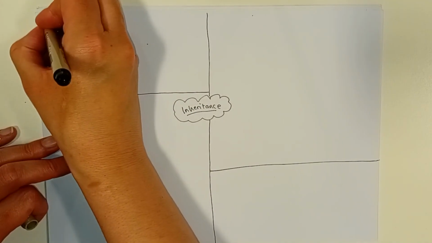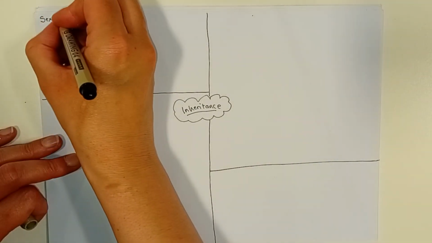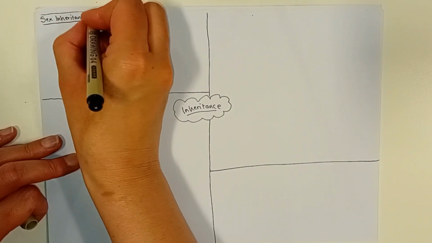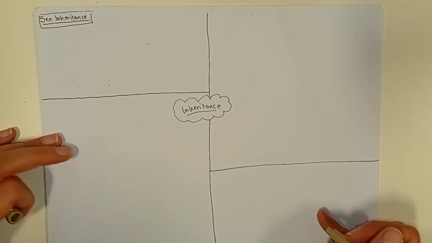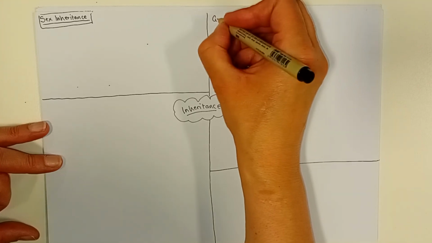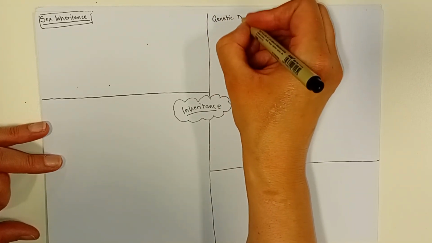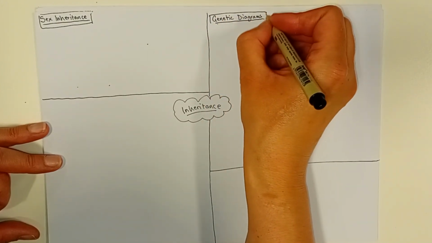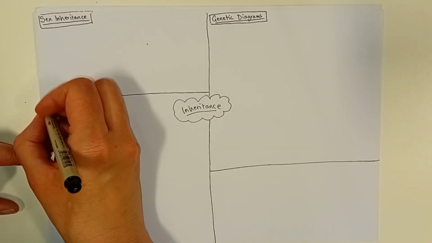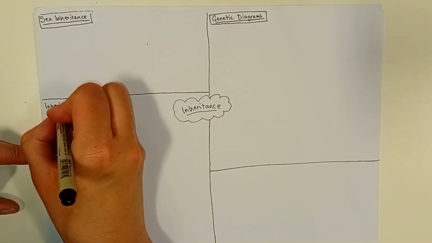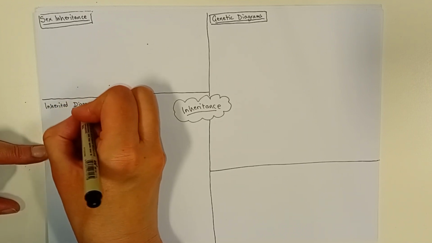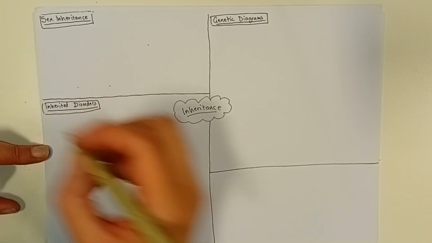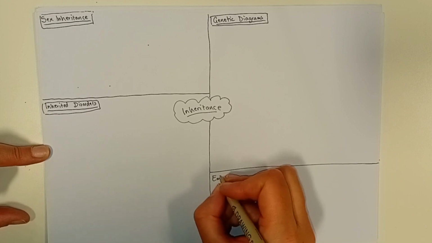In this one, we're going to be talking about sex inheritance. So we're going to be thinking about the X and Y chromosomes. So sex inheritance. In this one, we're going to be thinking about genetic diagrams, in other words, Punnett squares. In this one, we're going to be thinking about inherited disorders. And in this one, we're going to be thinking about embryonic screening.